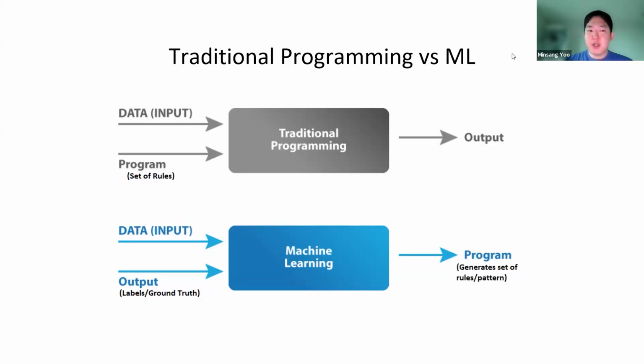But in machine learning, we use the output from past experience or data. Here it says labels and ground truth, which is the same concept. We put in the data and the output, and we create the machine learning algorithm. Then if we put in new input data, it's going to generate a set of rules and patterns.